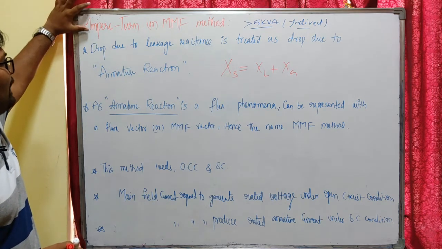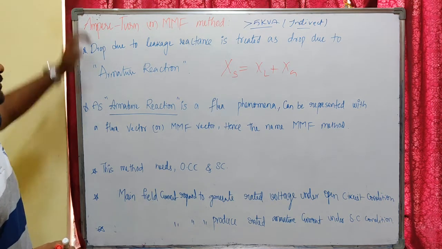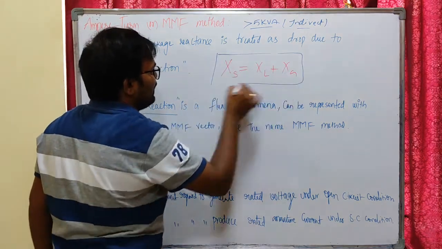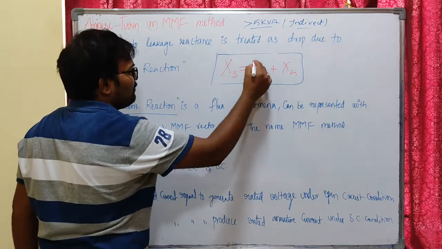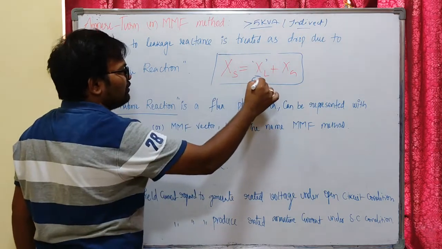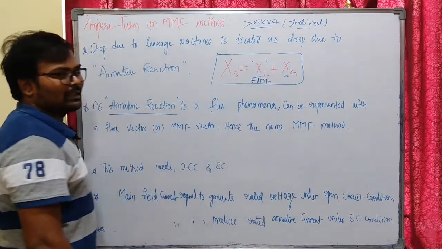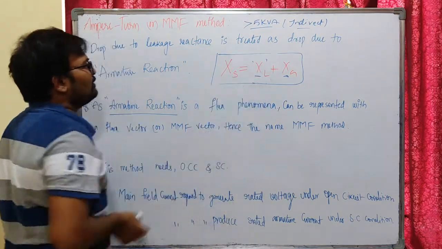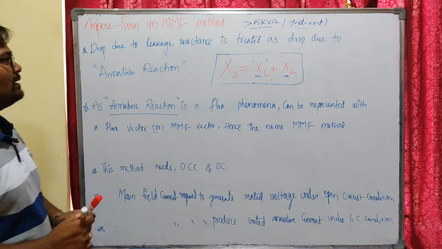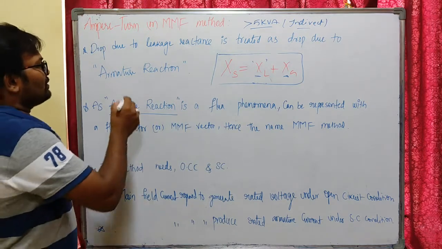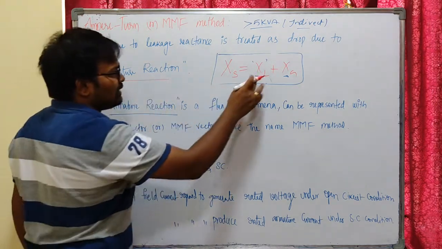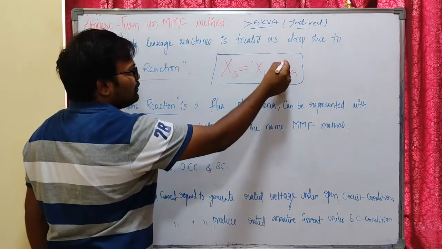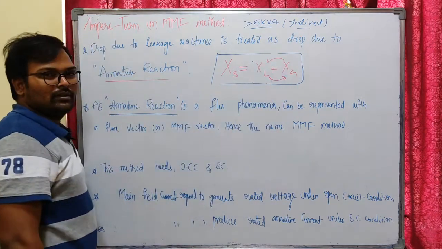So let us see what the ampere turn or MMF method is. In the EMF method, we treated the effect of synchronous reactance, that is the effect of leakage reactance only, as due to EMF. We did not consider the extra feature of armature reaction. That is why the name was EMF method.